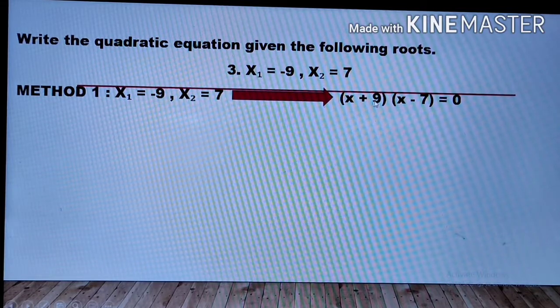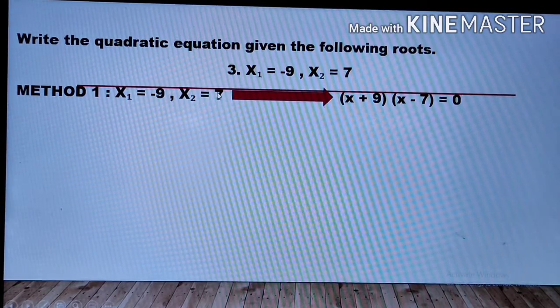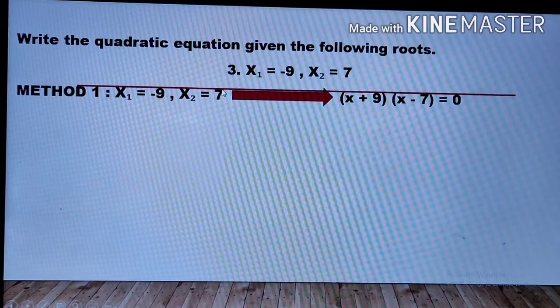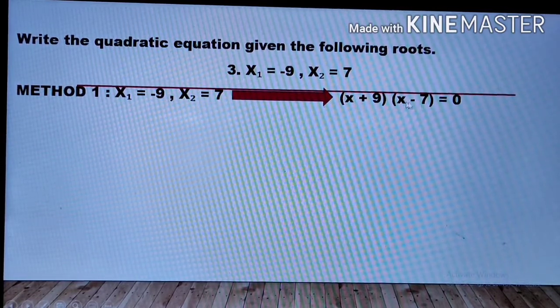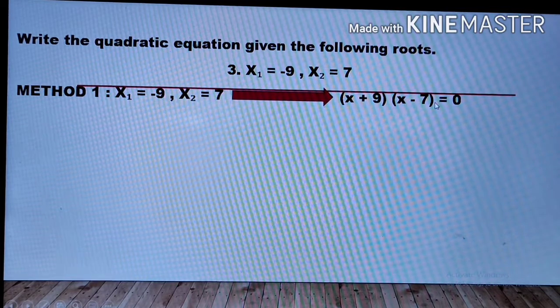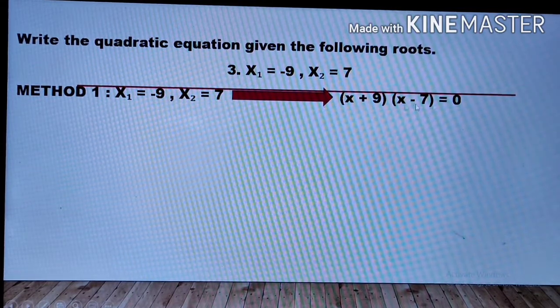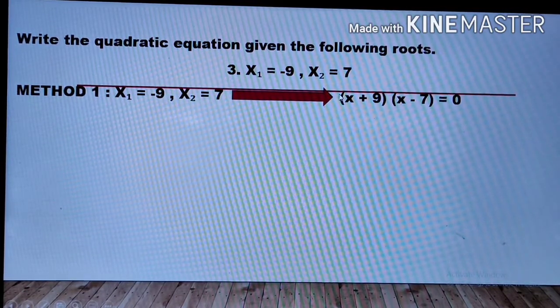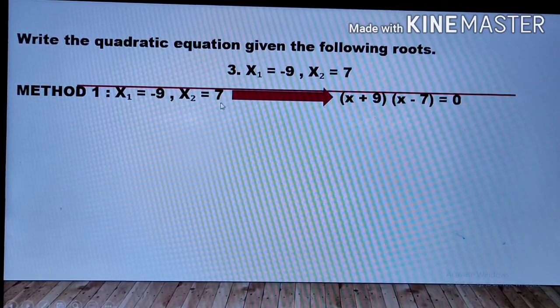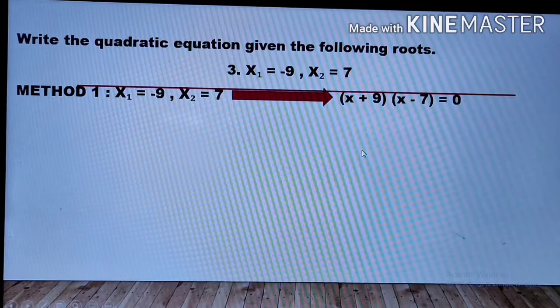Okay. X plus 9 times, ito namang isa, X is equal to 7. So, transpose lang from positive 7, magiging negative 7. That's why X minus 7 is equal to 0. So, ano lang ha? Opposite sign lang ng given na roots. So, X plus 9, then X minus 7 is equal to 0.